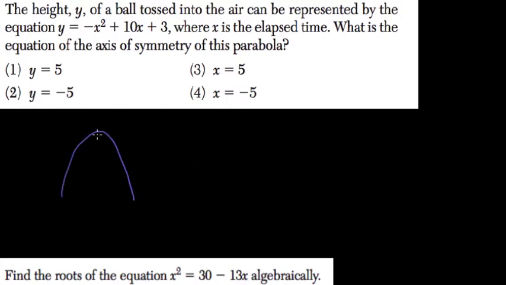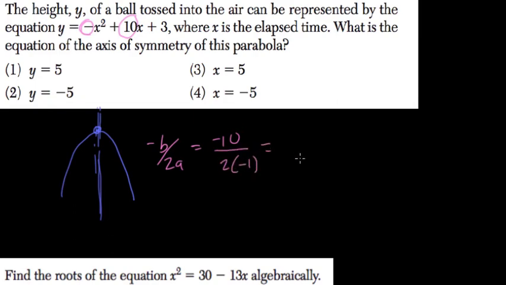So if a parabola is like this, the axis of symmetry would go here through the vertex. Well, this always ends up equaling negative b over 2a. So just identify the fact that 10 is b, so it's negative 10, over 2a. 2a here is just negative 1, so it's over 2 times negative 1. So negative 10 over negative 2 is equal to 5, so x equals 5.